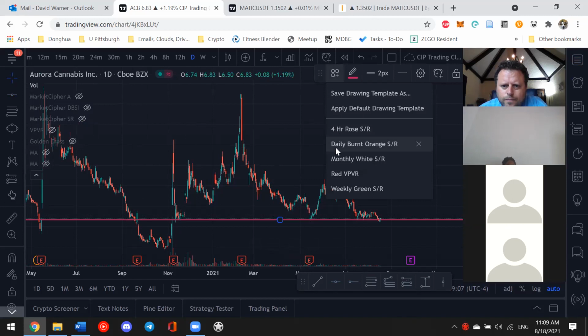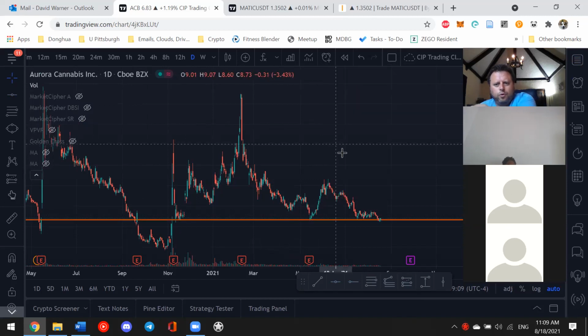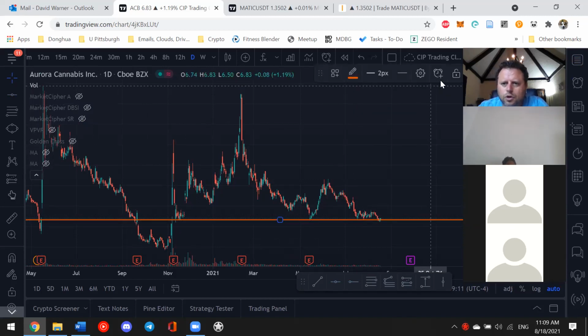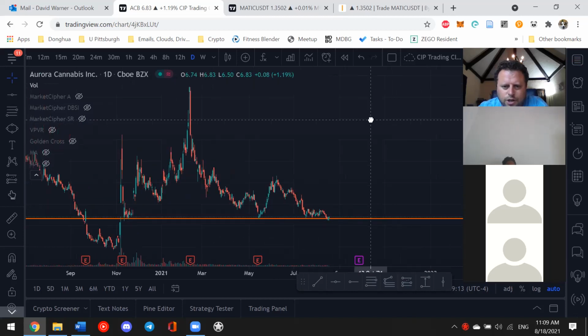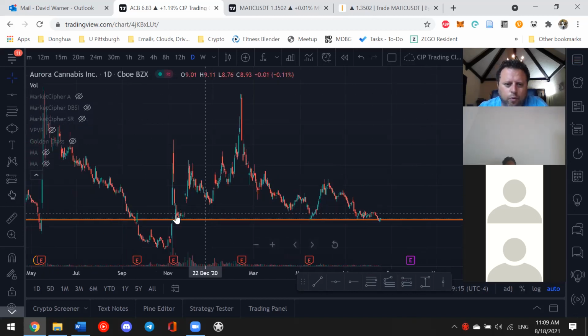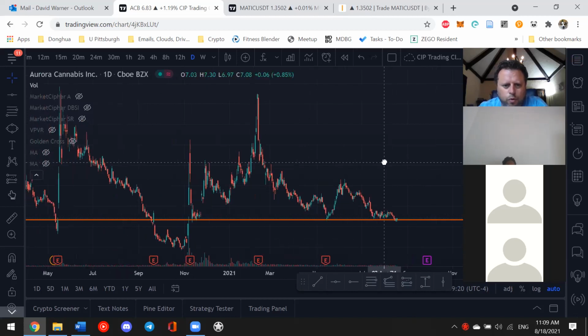Daily. Looks like a pretty important level. So, okay, that's good. It tells us, because that's what I want, we're at an important level. It's gone up, it's gone down, it's gone up, it's gone down. But obviously this level is important.